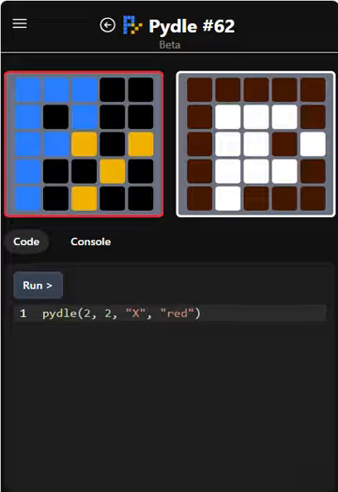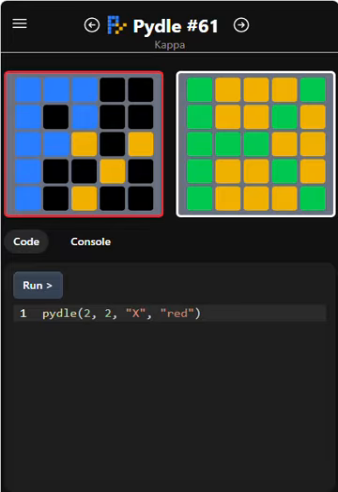Pydle is a daily puzzle you need to solve by writing Python code. Today's Pydle is the Greek beta letter, so have a go at solving that. If you haven't played Pydle before, I will now solve yesterday's Pydle and you will be able to learn how to play Pydle.